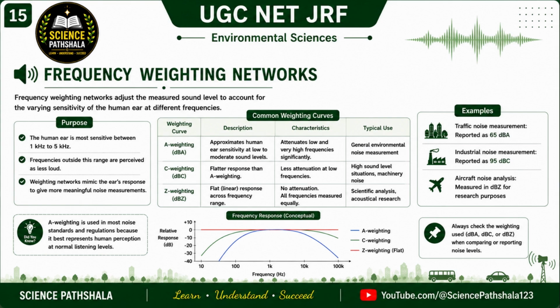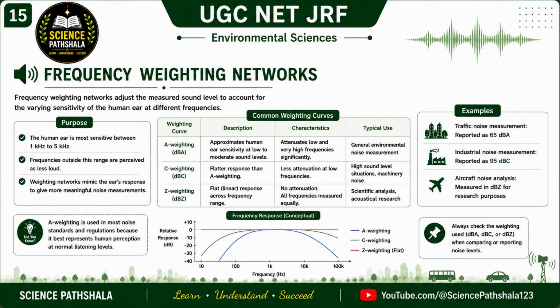The human ear does not respond equally to all frequencies. Our ears are most sensitive to frequencies between 1 kHz and 5 kHz. Very low frequency and very high frequency sounds are perceived as less loud even if their actual energy is high. To account for this behavior of the human ear, sound level meters use different frequency weighting networks. These weighting systems modify the measured sound level to better represent human hearing perception.